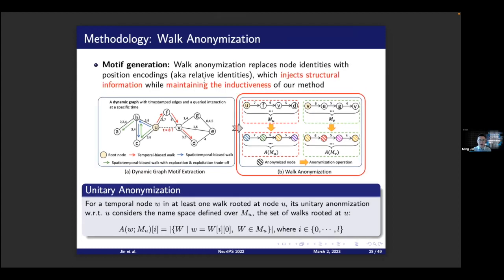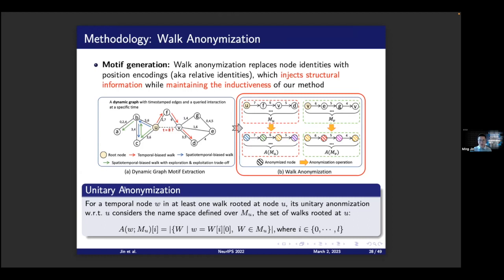After the walk sampling, we do the anonymization. There are two objectives in this part. Firstly, we inject the structure information with positional encodings during the anonymization. Secondly, we maintain the inductiveness of the proposed method by removing the raw node identity that I mentioned. There are two strategies we can use to implement the walk anonymization.